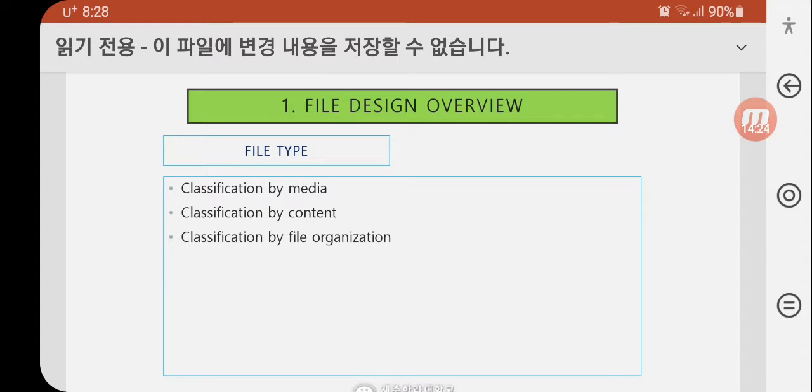Let's move to the next slide. This slide is about file type. Classification types: classification by media, by contents, by file organizations.